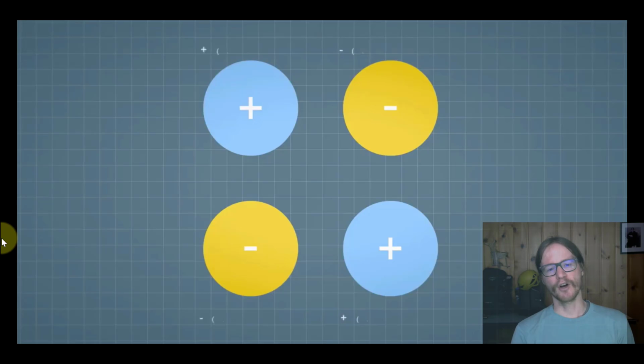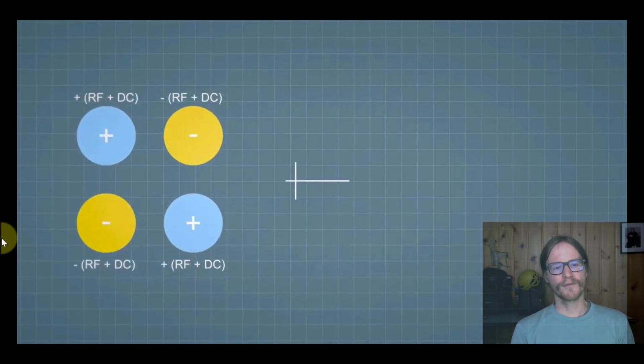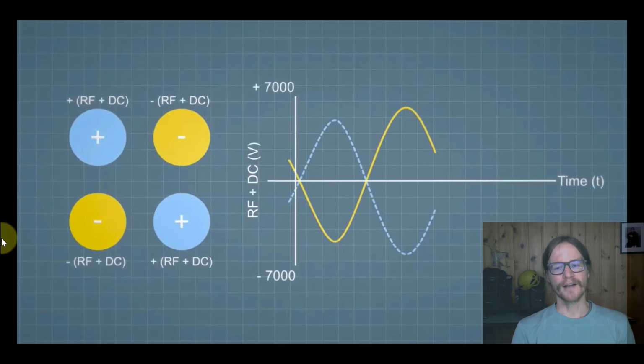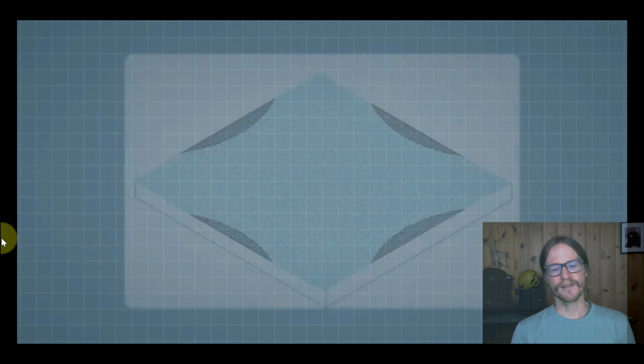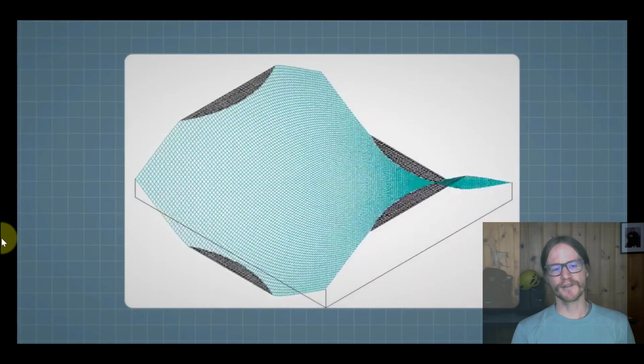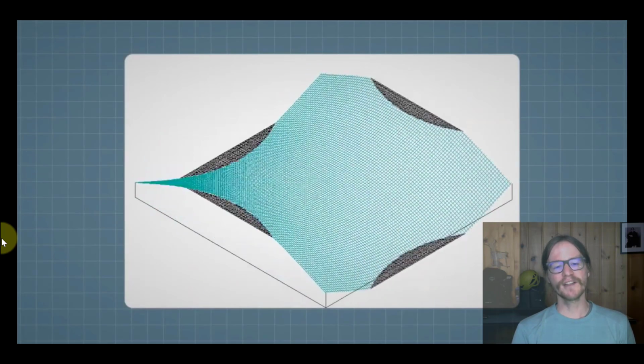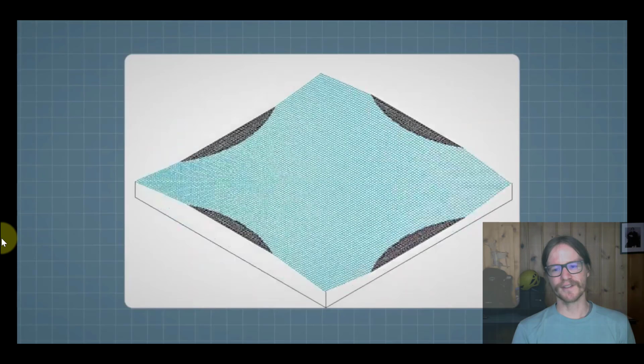So I'll talk over. So those are the four rods. If you're looking down the rods, you can see applying a radio frequency potential as a function of time between about plus 5,000 and minus 5,000 volts. And this is the simulation of what that field or that potential surface is going to look like as it oscillates between those four rods.